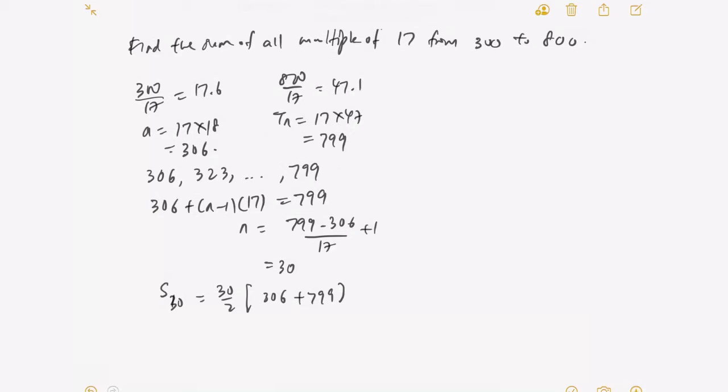A plus l is an easier formula to use. You will get 16,575. Okay, now the next part.